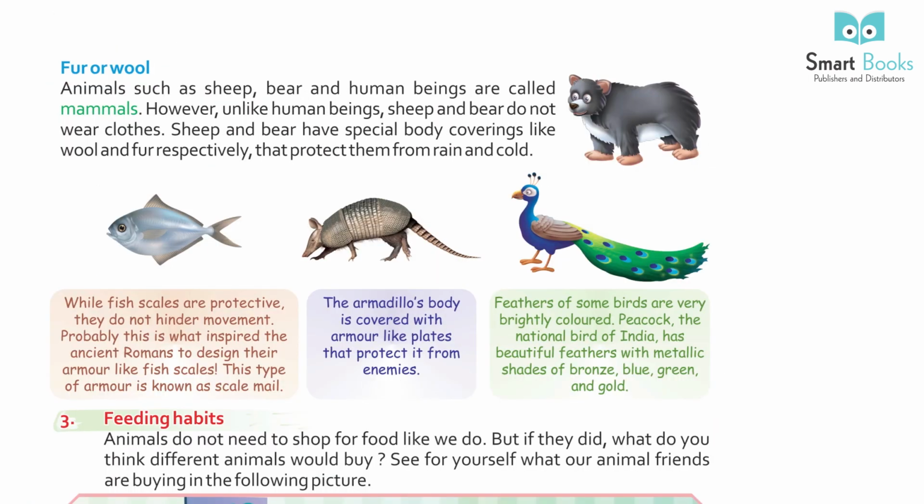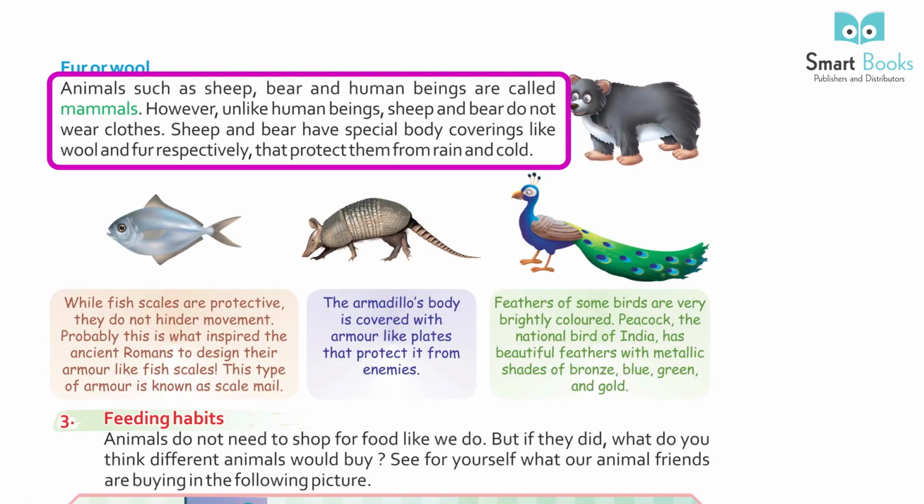Fur or wool. Animals such as sheep, bear and human beings are called mammals. However, unlike human beings, sheep and bear do not wear clothes. Sheep and bear have special body coverings, like wool and fur respectively, that protect them from the rain and cold.